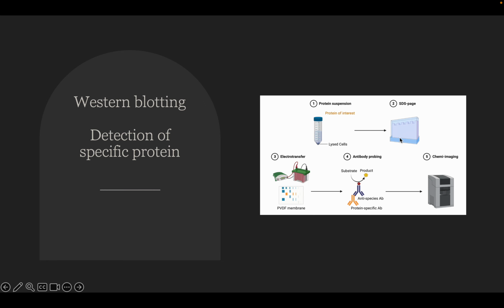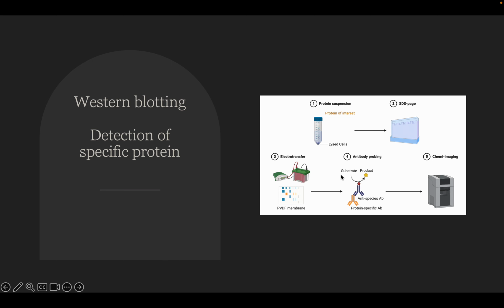So higher molecular weight proteins, because of the percentage of the gel and because they are larger, cannot cross the pores very easily, and the smaller molecular weight proteins can pass very easily compared to the larger ones. Once you run this protein on the gel, exactly the same way like we did for Southern and Northern, you can transfer them to a PVDF membrane or nitrocellulose membrane based on your protein.